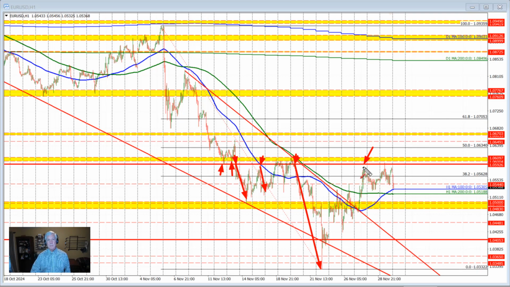Then we started to rotate back to the upside again on Wednesday's trade. The price came up toward that level, rotated back lower toward these moving averages, and then was ultimately able to break above that level during Friday's trade, but only briefly. The price moved up toward the 1.0600 level, but found early sellers against this higher swing area between 1.0600 and 1.06097, and rotated back to the downside before rotating higher into the close.